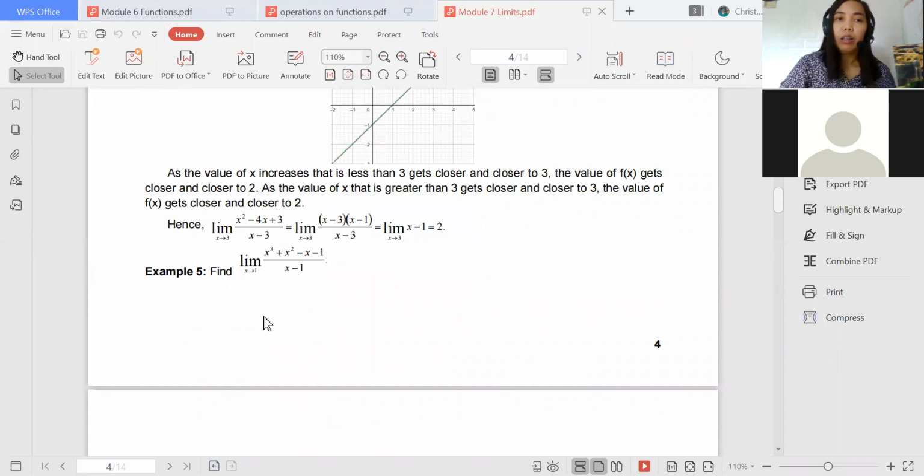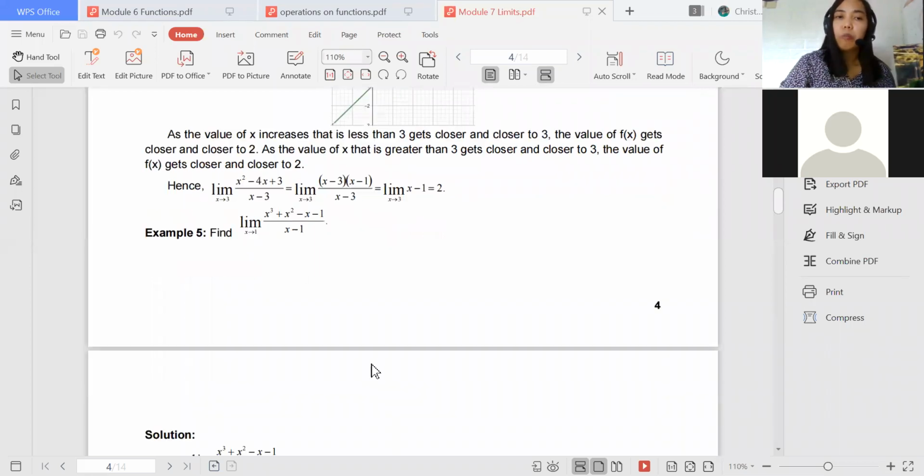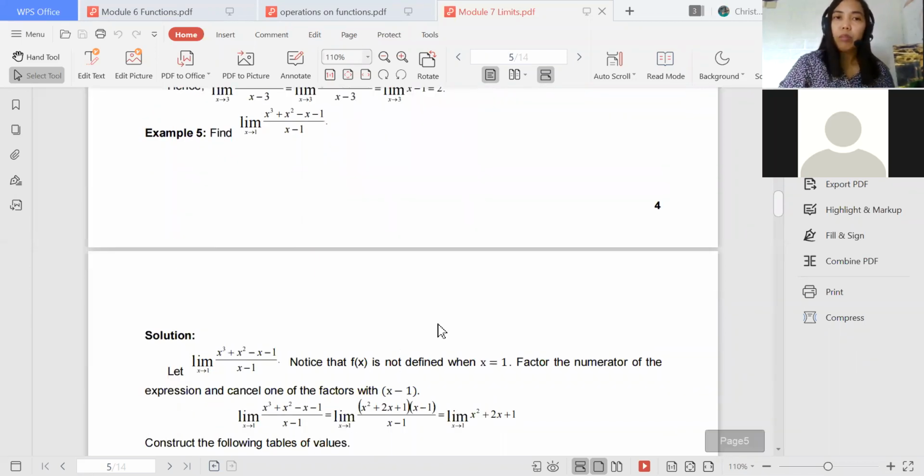Okay. Next example, find the limit of x cubed plus x squared minus x minus 1 over x minus 1 as x approaches 1. When we use direct substitution, 1 minus 1 is 0. So hindi tayo pwedeng mag-direct substitution. So we need to factor our numerator and let's see kung merong maka-cancel. And most of the time, meron yan, kasi our goal ay makaroon tayo ng value or ng limit.